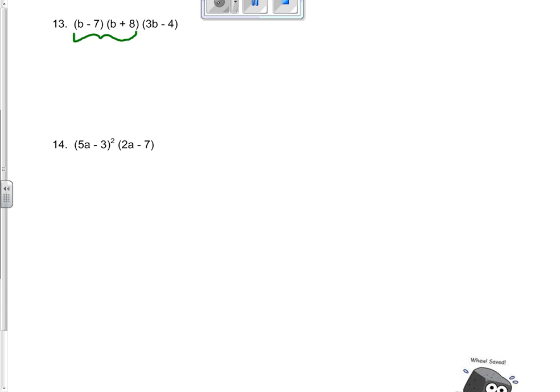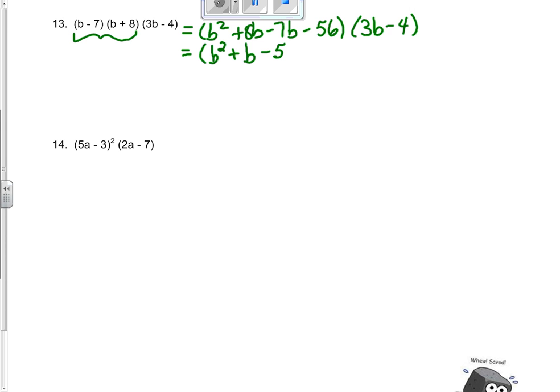FOIL would give me, for the first 2, b squared plus 8b minus 7b minus 56, bracket, rewrite 3b minus 4. Before I do the next part, I'm going to tidy up that first large bracket. Make it as simple as possible. b squared, I've got 8b and negative 7b, I have b, minus 56, times 3b minus 4.